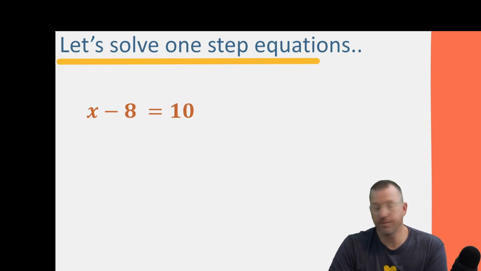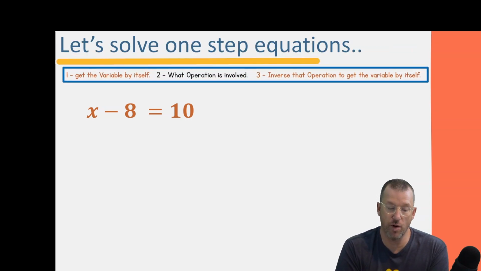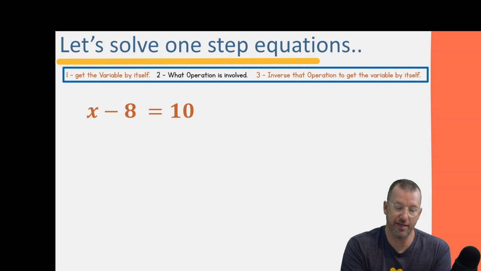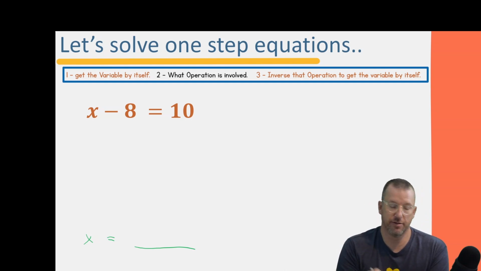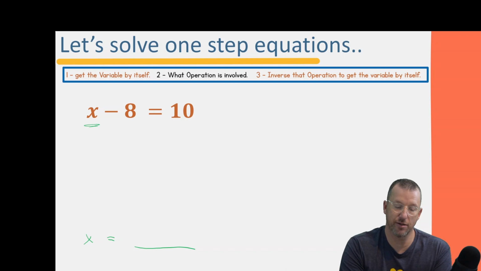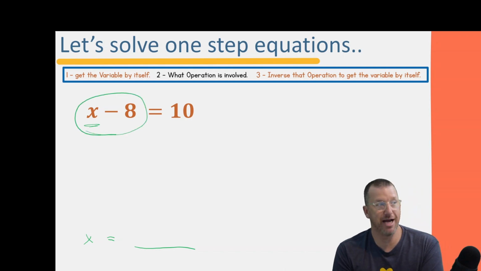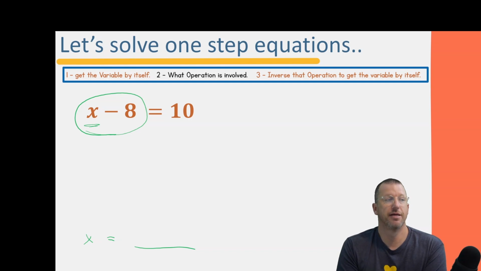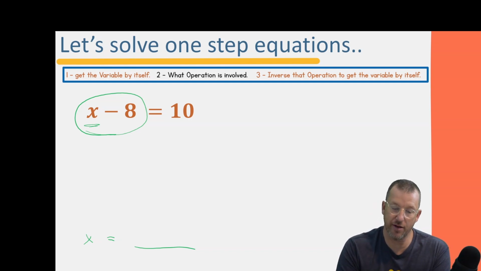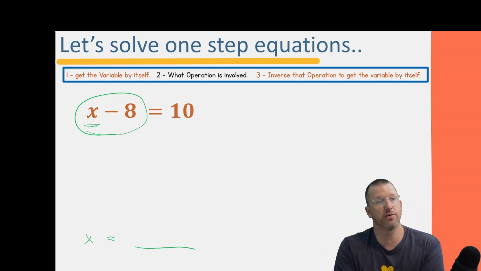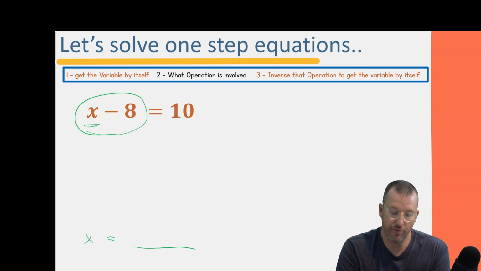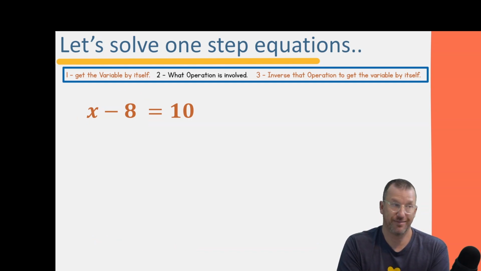So here's an equation. X minus 8 equals 10. And here are our 3 things to keep in mind. One, get the variable by itself. At the end of this, I want to see X equals something. Second, what operation is involved? Where's your variable? It's right here. X minus 8. It is dealing with subtraction. And third, what is the inverse of that operation? What's the opposite of subtraction? Well, it is addition. So now we know how to solve it.